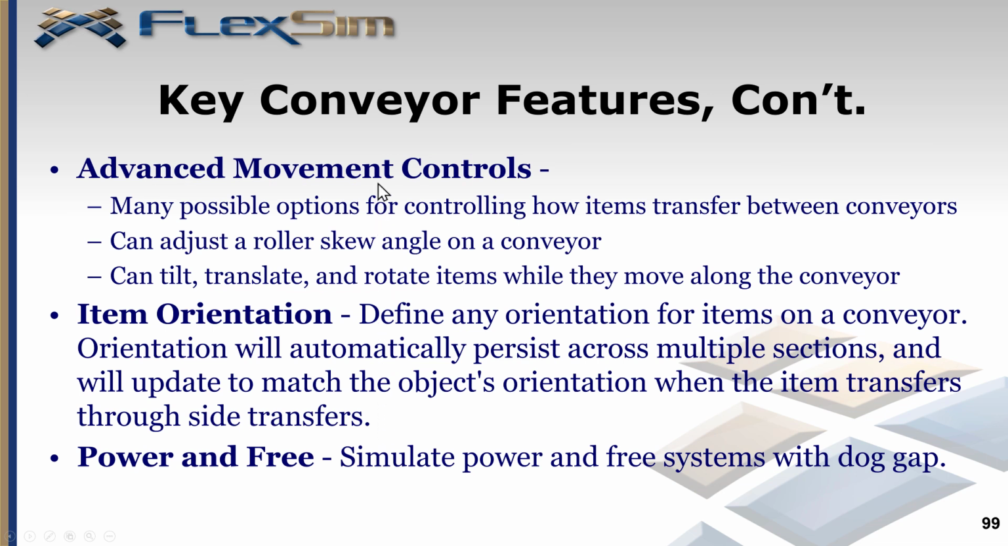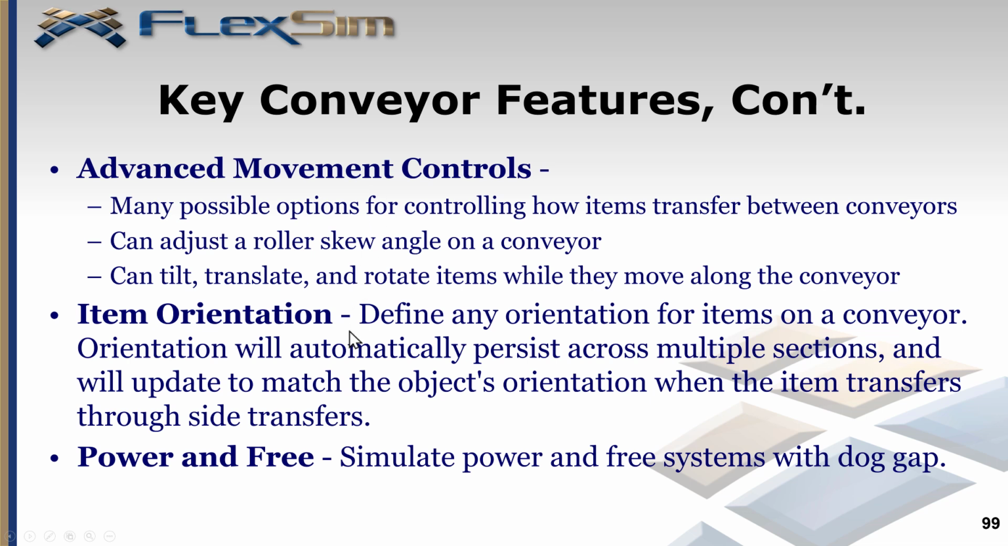Advanced movement controls. FlexSim's conveyor system has many possible options for controlling how items transfer between conveyors, including the transfer speed, delay time, and pop-up distance. We can also adjust a roller skew angle on a conveyor so that items will accumulate on one side of the conveyor if needed. We can also tilt, translate, and rotate items while they move along the conveyor.